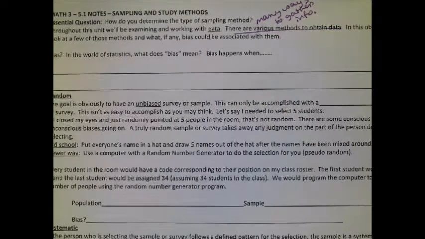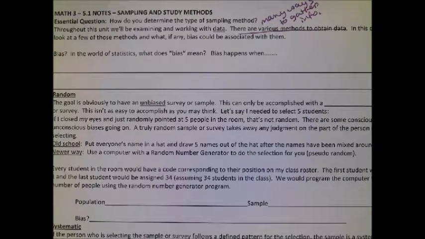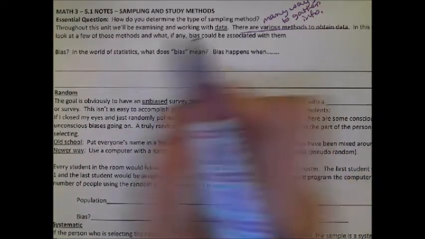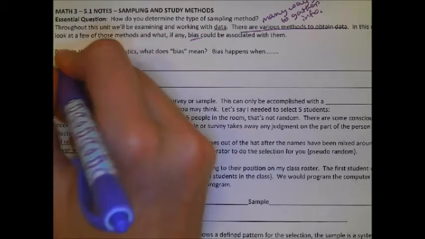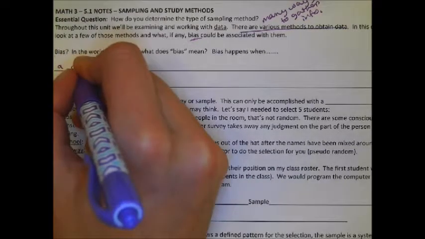In this objective, we will look at a few of these methods and what, if any, bias could be associated with them. And so here we see this word bias, and so we're going to define it. What is bias? What does that mean? Well, bias happens when, and I'm going to go ahead and write down the definition, and then we can talk about it.